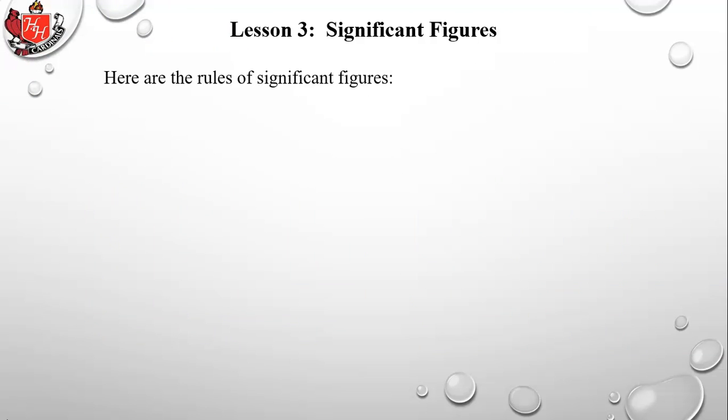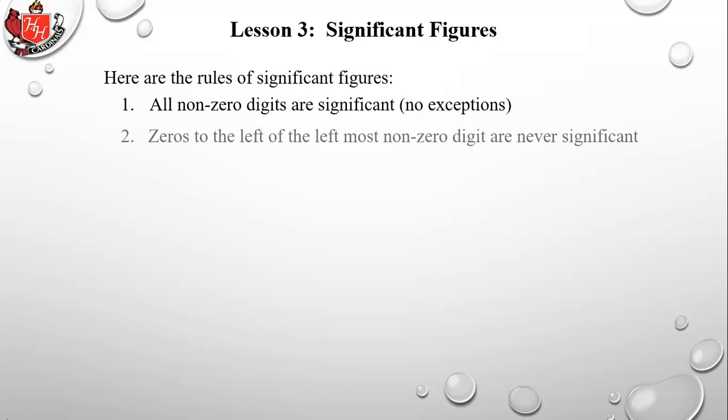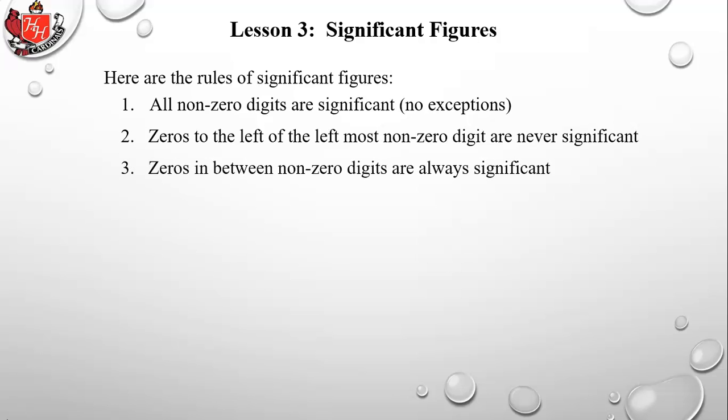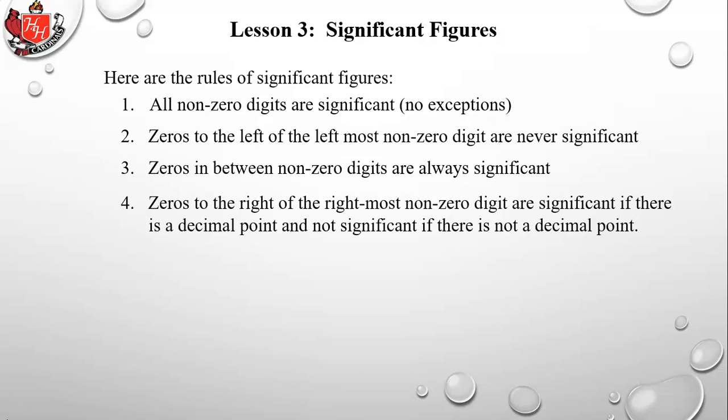So here are the rules for significant figures. They're not going to make a lot of sense until you actually work some examples. So all non-zero digits are significant, no exceptions. Zeros to the left of the leftmost non-zero digit are never significant. Zeros in between non-zero digits are always significant. And zeros to the right of the rightmost non-zero digit are significant if there is a decimal point, and not significant if there is not a decimal point.